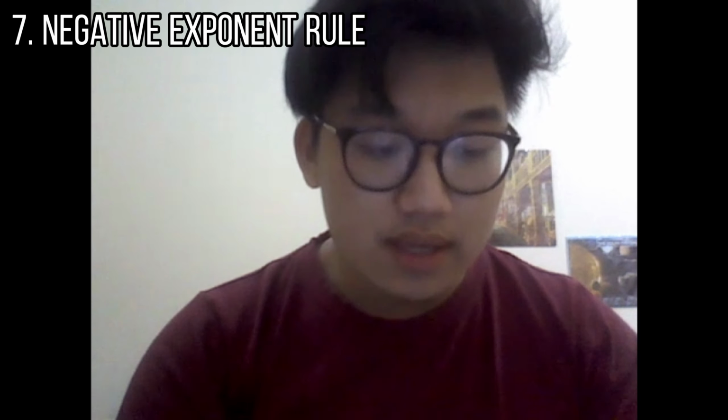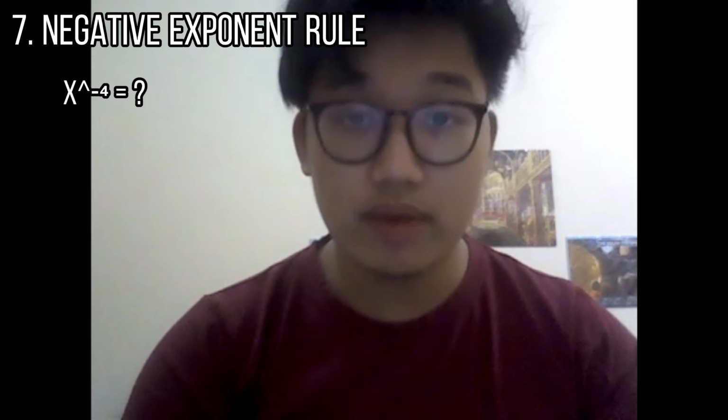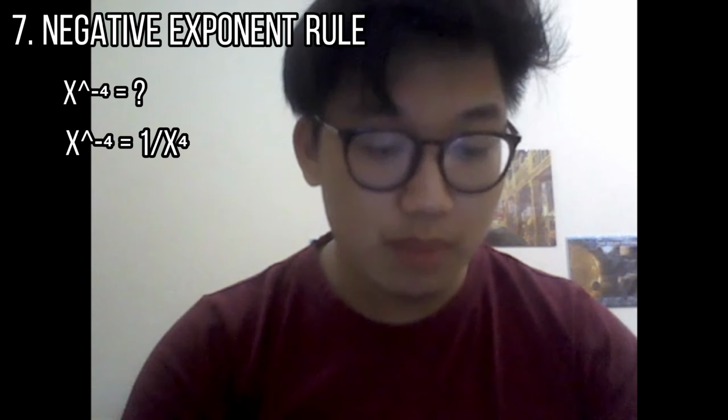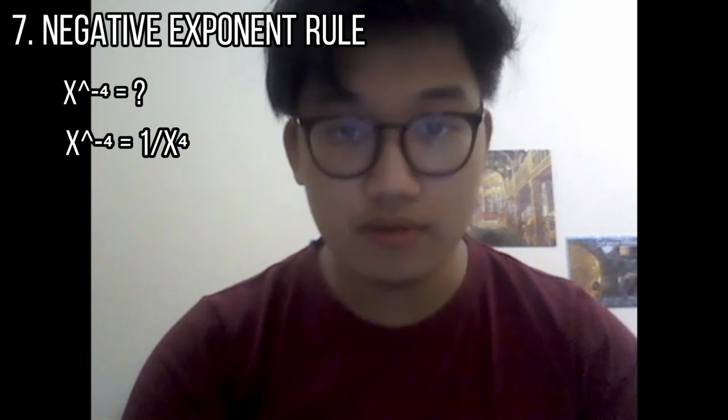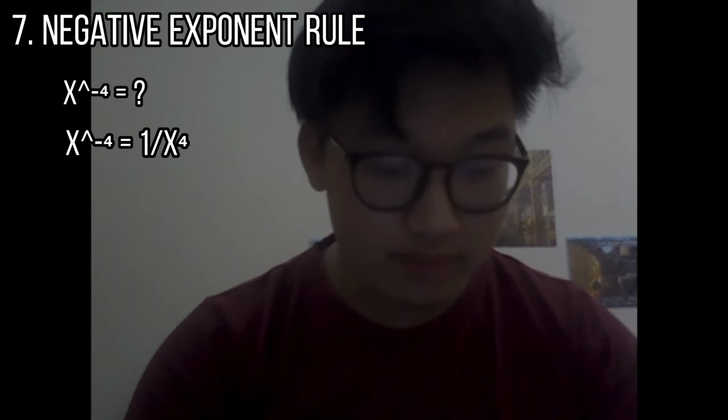Next and the last, we have the negative exponent rule. When there is a number being raised by a negative exponent, flip it into a reciprocal to turn the exponent into a positive. Don't use the negative exponent to turn the base into a negative.